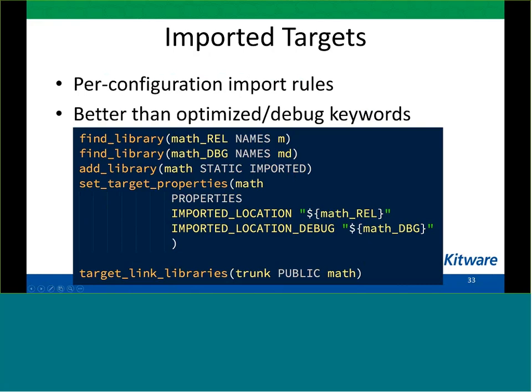You can also do per-configuration import rules, which is better than the optimized and debug keywords in target_link_libraries. In this case, I'm going to find a debug library for math and a release library for math. I'm going to create one target called math, and then I'm going to set the imported location to math release and the imported location debug to math debug. And then I link trunk to math. But at that point, the person using math doesn't even know if there's a debug or a release version. They just know that they want to link to math.